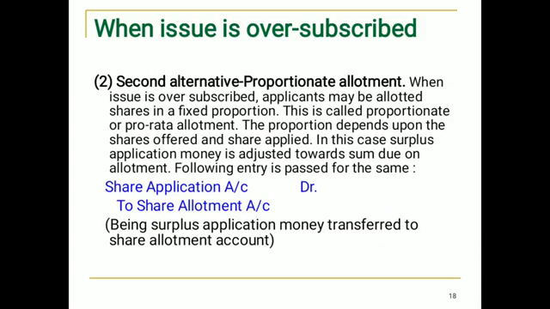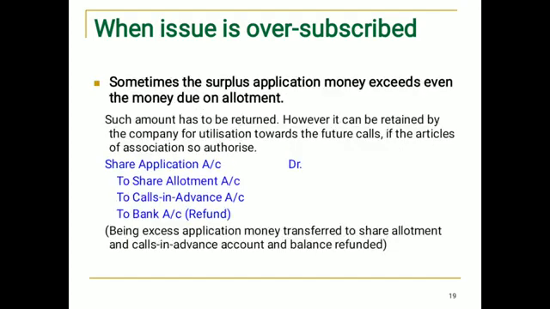Okay, let us see which is the next topic. See, we have merged the journal entry. Sometimes the surplus application money exceeds even the money due on allotment. Such an amount has to be returned. However, it can be retained by the company for utilization towards future calls if the articles of association so authorize.